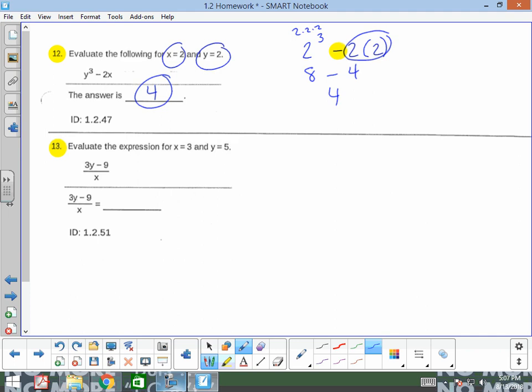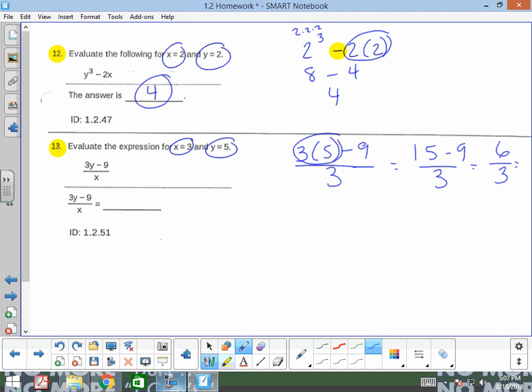All right, and number 13, x is 3, y is 5. So 3 times 5 minus 9 over 3. Now, this time I can't simplify because that minus sign is not the same thing as multiplication. So I can't simplify by the 3. What I'm trying to tell you is you can't divide both of these things on top by the 3 that's on the bottom. So we need to simplify the top. 3 times 5 is 15. And then we have 15 minus 9. And then divide by 3, and that's going to be 2.